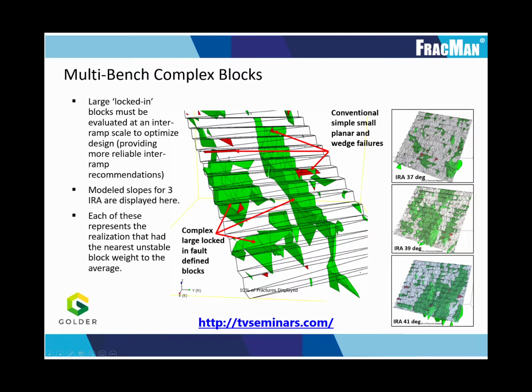In the example on the right, we can see that with increasing interramp angle, there is an increasing proportion of these complex rock blocks being formed on the slope. So this clearly represents a potential precursor to slope instability.